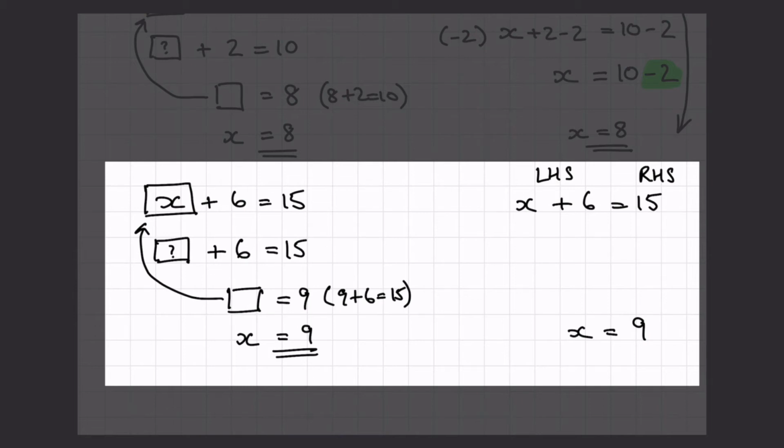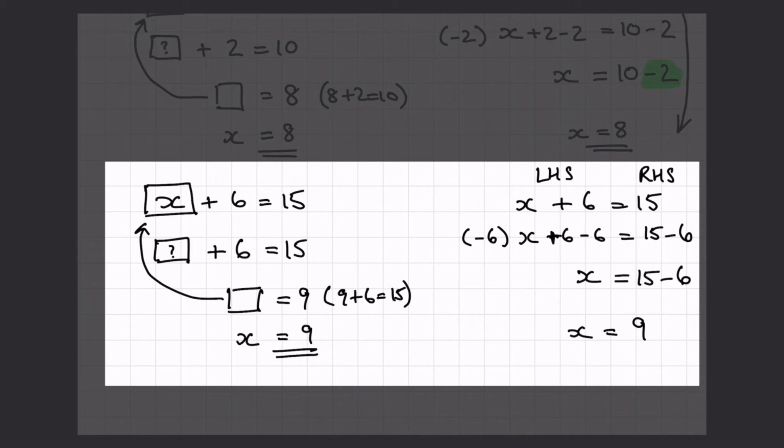The first thing we need to do, let's look at the left-hand side. Our x is on the left-hand side. We want to get x on its own. We have add 6, so we need to subtract 6. So we end up with x add 6 subtract 6 is equal to 15 subtract 6. Looking at the left-hand side now, x add 6 subtract 6: something add 6 subtract 6 is just that something. X is equal to 15 subtract 6.